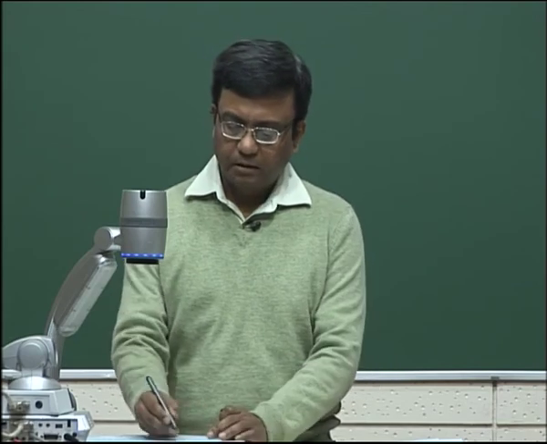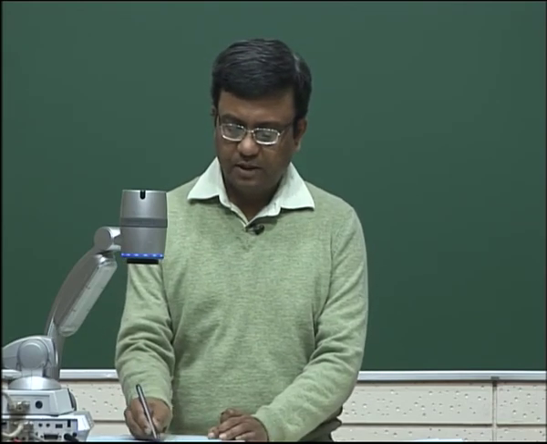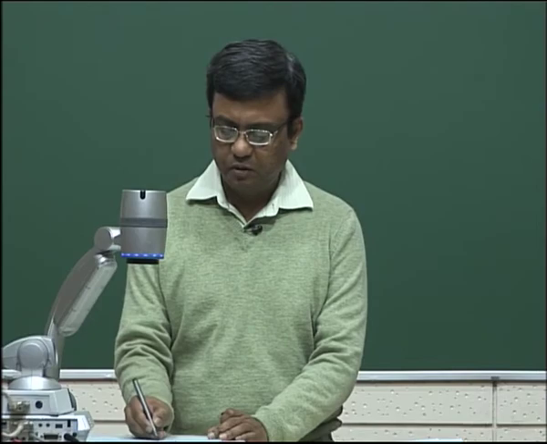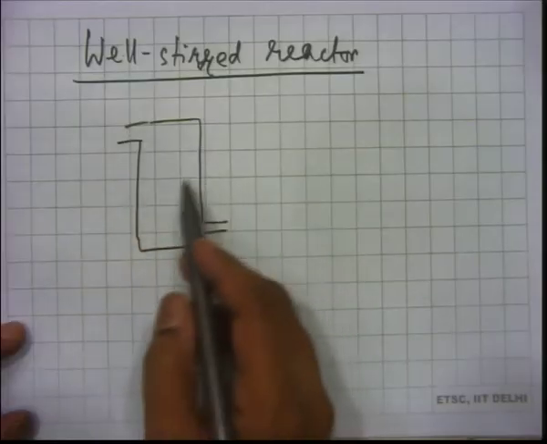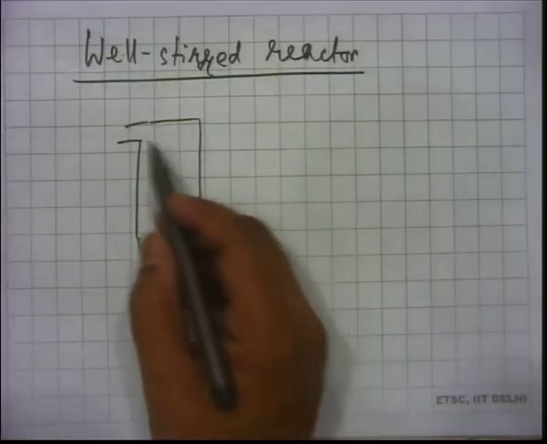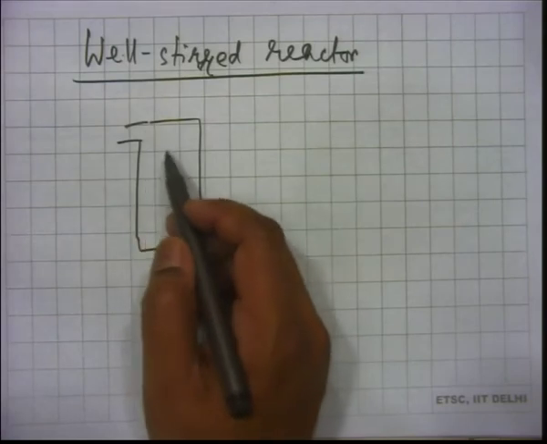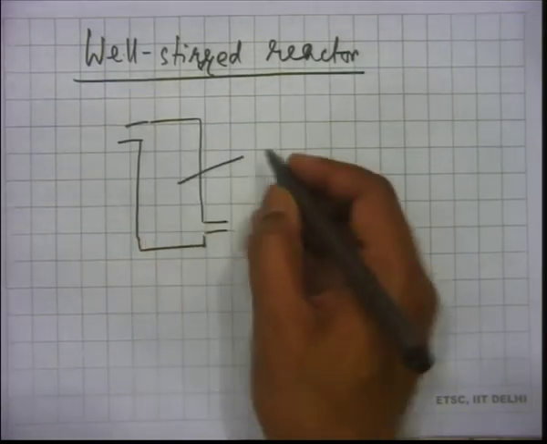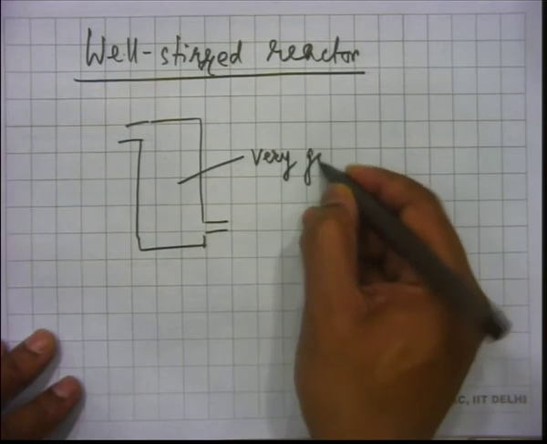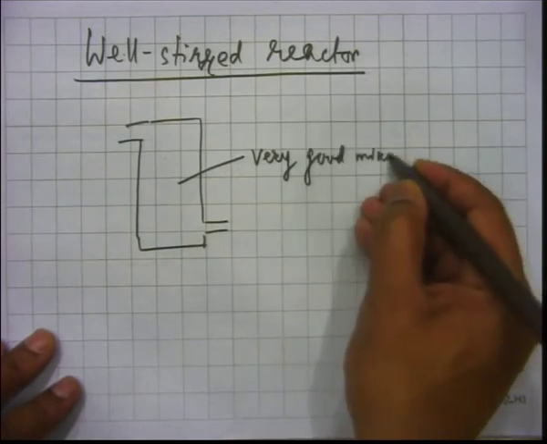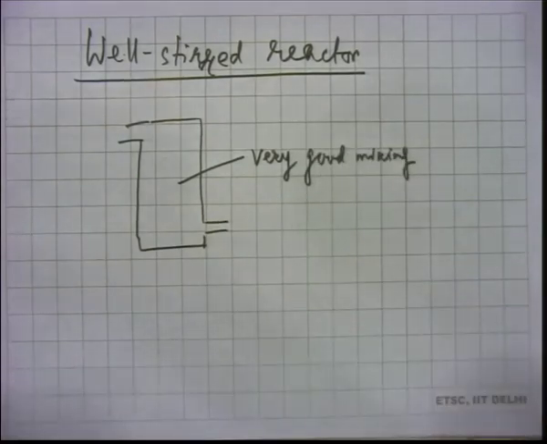So, you have a chamber in which some reactants are coming in and the reactants are going out, and if the coming in is through some jets at high velocities, then there is very good mixing inside. So, if you have a reactor, you can actually have very good mixing if you employ high velocity jets.